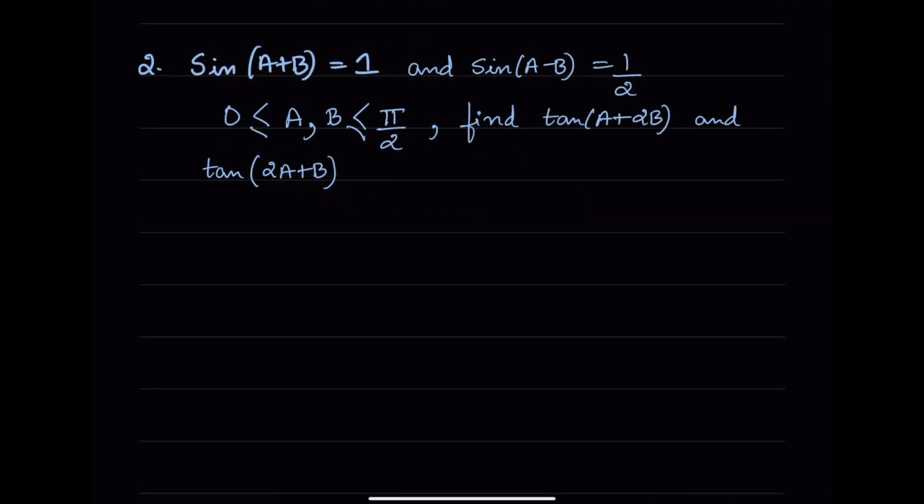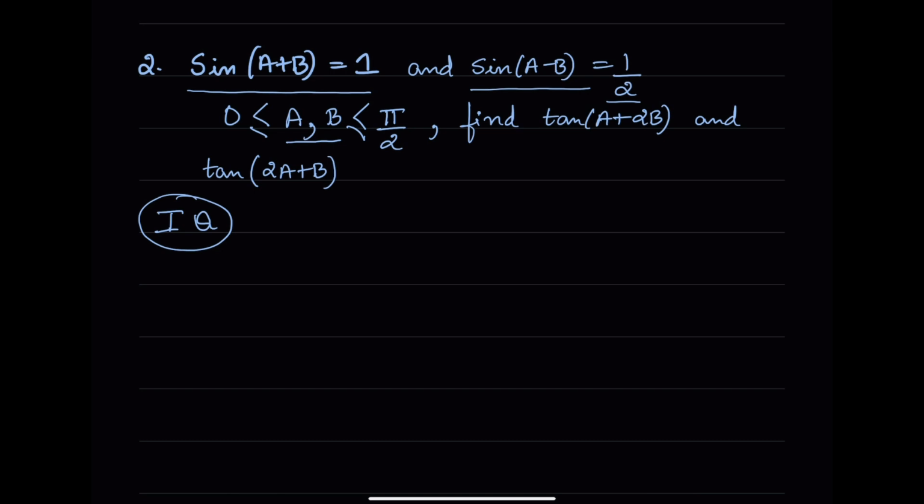So in the second question, the information given to us is that sine of a plus b is 1 and sine of a minus b is 1 by 2 or half. And the other information given to us is that angles A and B are greater than or equal to 0 and less than or equal to pi by 2. That means both A and B are first quadrant angles.